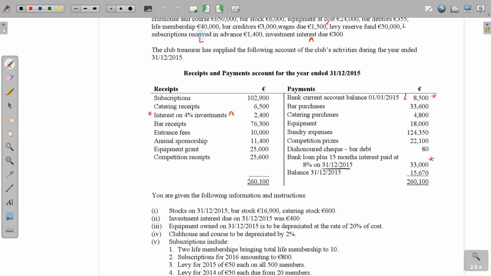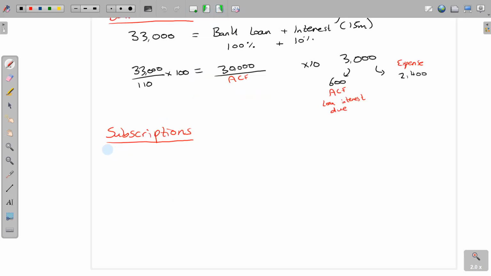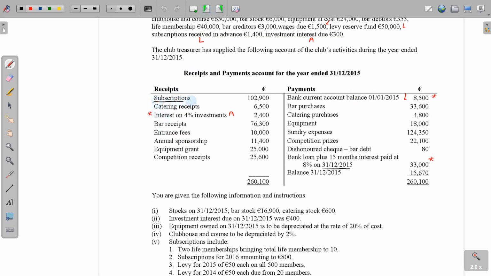So if we go back to our question, we are told that we have subscriptions 102,900. So we'll just say receipts 102,900. So this year we basically have cash of 102,900 that were subscriptions. But the receipts element of the question doesn't give us any notes, so we have to go down here to get these notes that we're looking for.